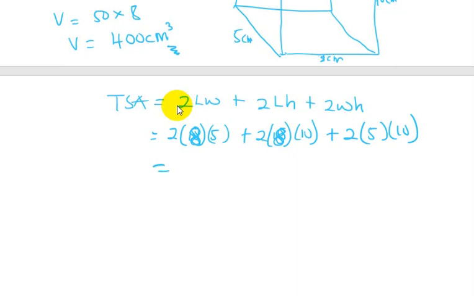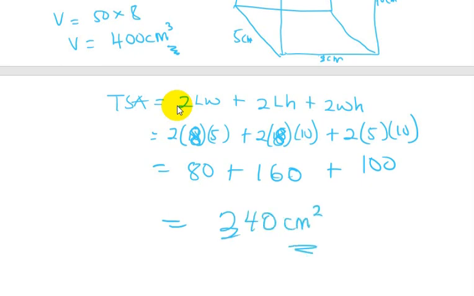So 8 times 5 is 40, 40 times 2 is 80, then plus 8 times 10 is 80, times 2 is 160, then another plus 5 times 10 is 50, times 2 is 100. So 80 plus 160 plus 100 is going to give us 340 centimeter square. So that's the answer for the total surface area.